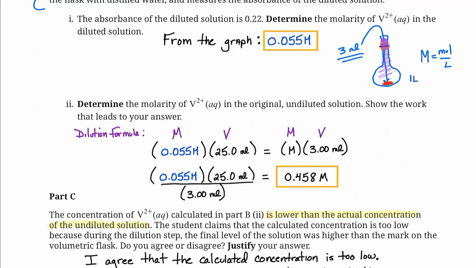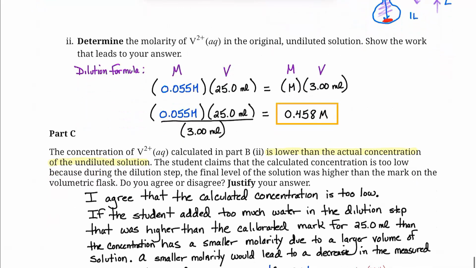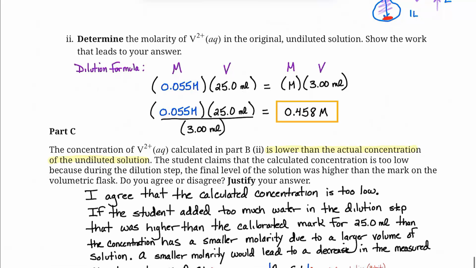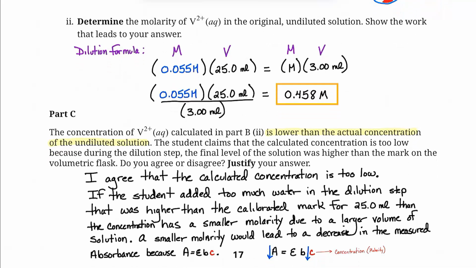If we're going to have more volume than we anticipated for in our calculation, that's going to make our molarity more diluted and lowered. Okay, and therefore we had a solution that was more diluted. If it's more diluted, hey, we're going to measure a lower absorbance. But getting back to the question here, all right, the student claims the calculated concentration is too low because during the dilution step, the final level of the solution was higher than the mark on the volumetric flask. Do you agree or disagree?